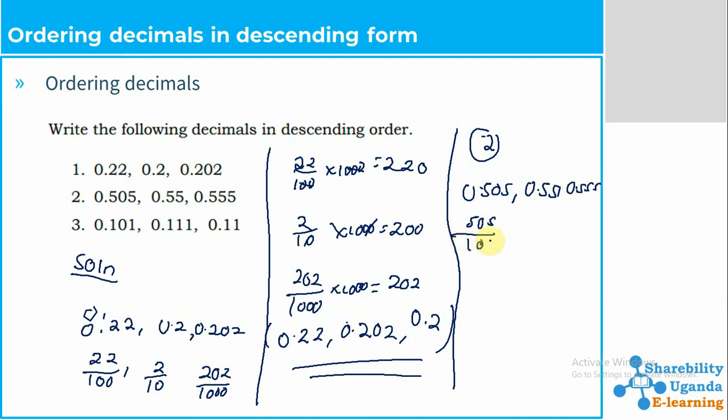505 out of 1,000. Hope we are together. Then also this one is the same as 55 out of 100. Also this one is the same as 555 out of what? Out of 1,000. Then you also look out for our value. Then we say our 505 out of what? Out of 1,000. We can look out for a factor that can divide 1,000 and 100.